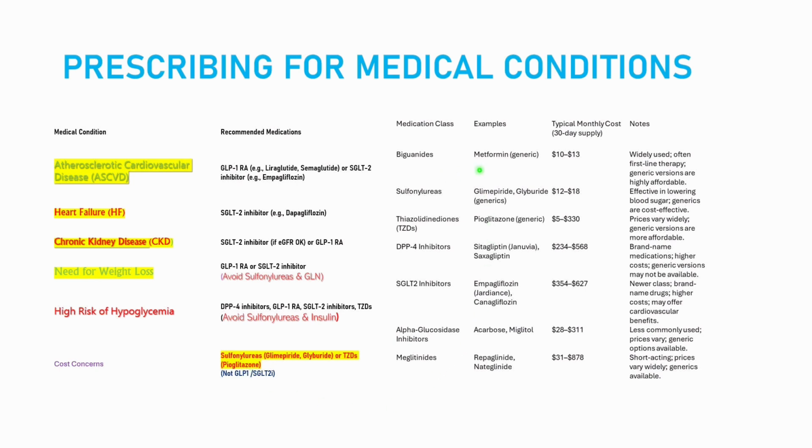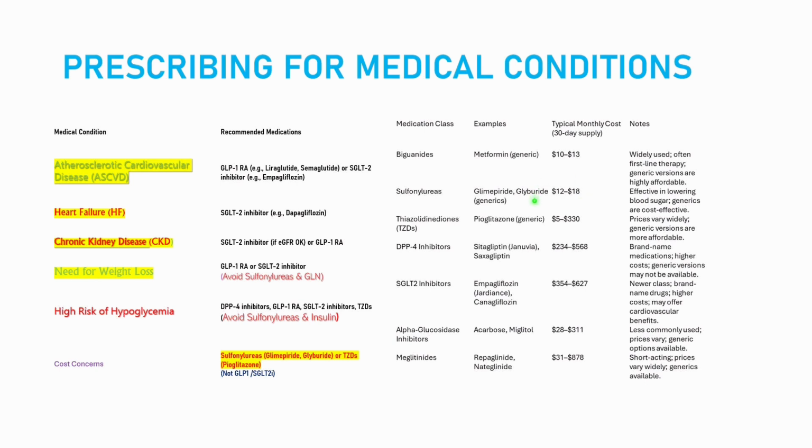Look at the cost for awareness. Biguanides $10 to $13. They are the most preferred group because they are affordable and no hypoglycemia. Then sulfonylureas $12 to $18.